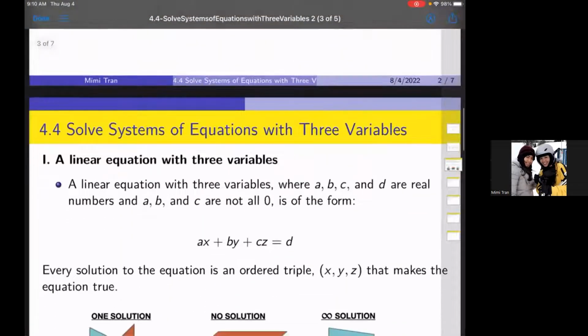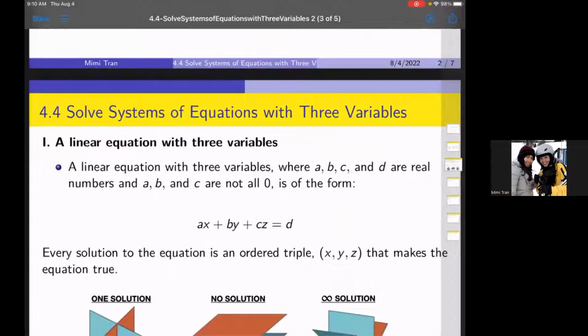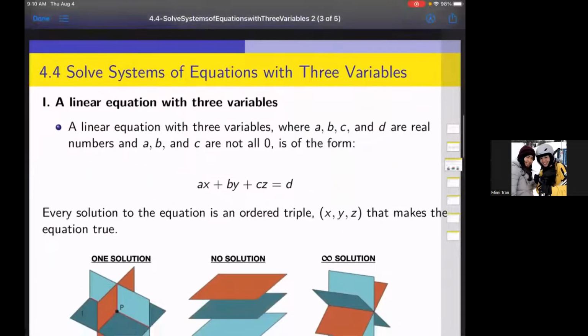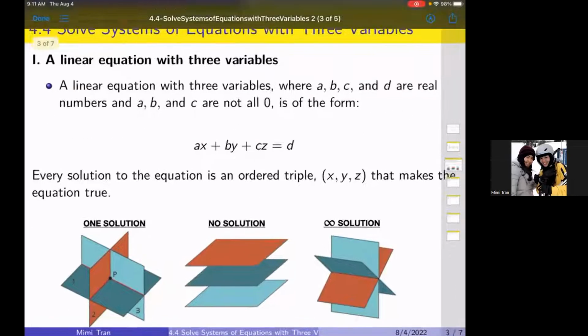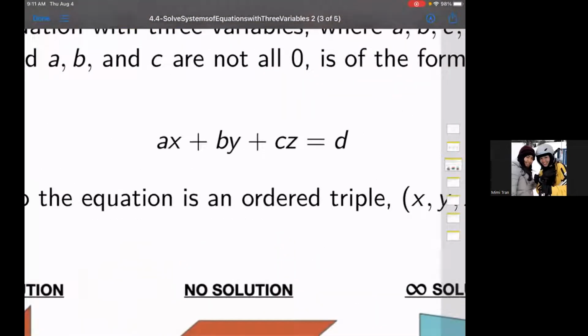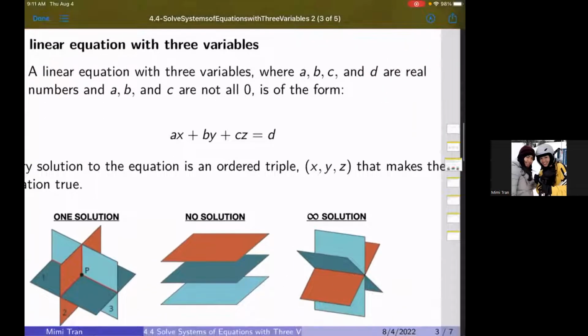Okay, now we talk about three variables. It's no longer x, y, it's x, y, z now. A linear equation with three variables, where a, b, c, and d are real numbers and a, b, c are not all zero, is of the form ax plus by plus cz equals d. a, b, c, d are just coefficients, just numbers. x, y, z are the variables.